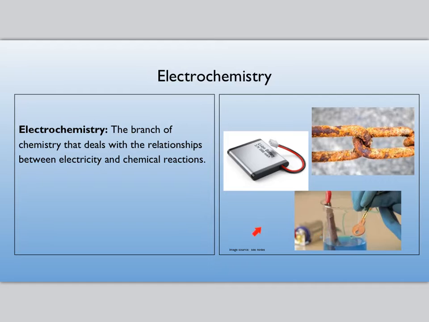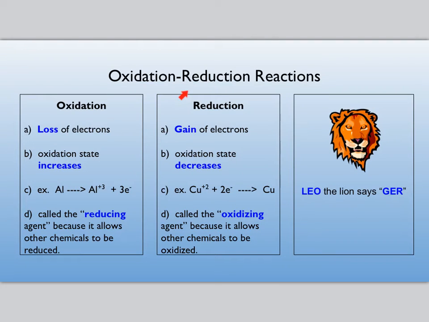And these are all great examples of electrochemistry, which is the branch of chemistry that deals with the relationships between electricity and chemical reactions. Oxidation-reduction reactions involve a loss and a gain of electrons.